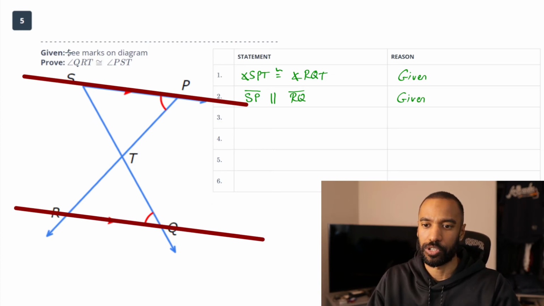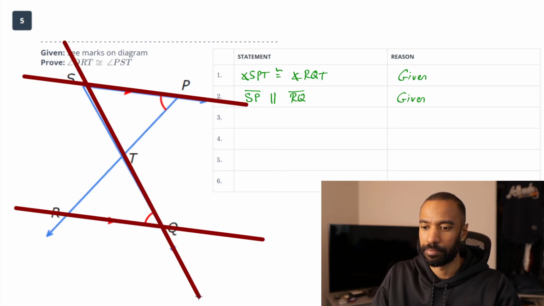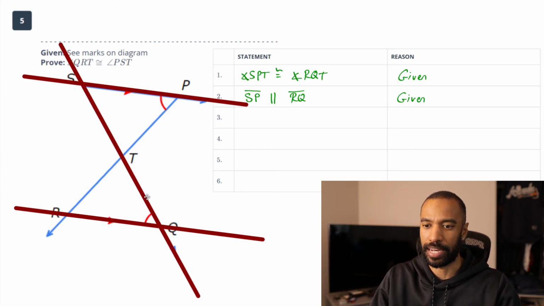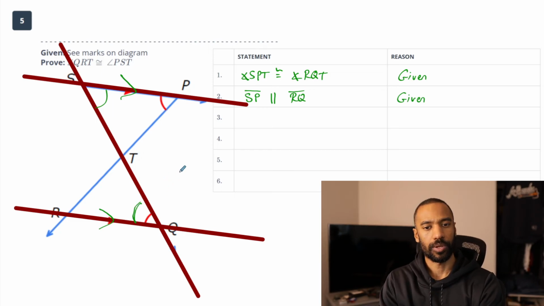I see a transversal right here. Hopefully you can see the same thing. I see a transversal right there in that line SQ. In that line SQ, when these two are parallel, that creates two alternate interior angles that are congruent to each other. And that's really what we're looking at right there.